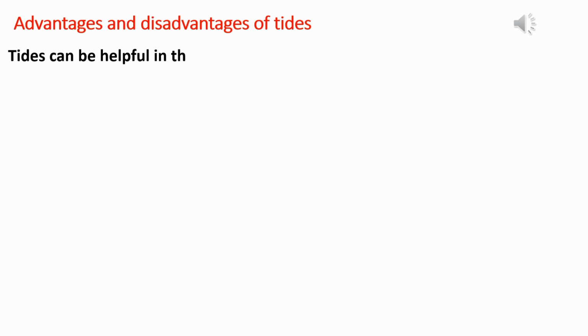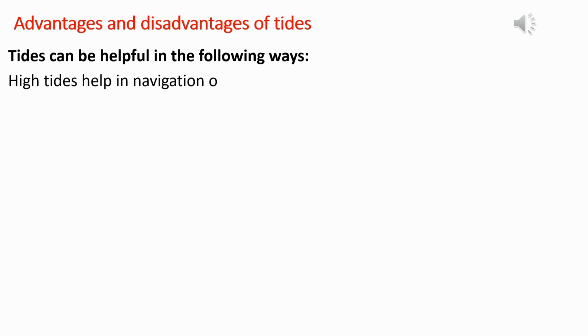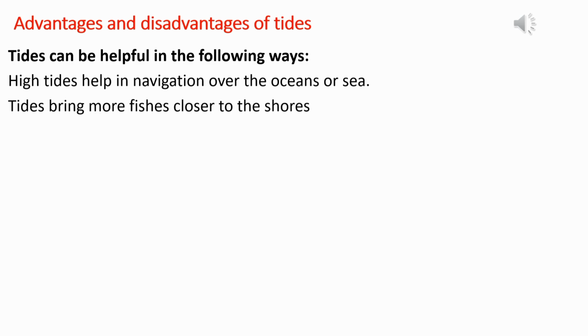So, the advantages and disadvantages of tides. Tides can be helpful in the following ways. One, high tides help in navigation over the oceans or seas. Two, tides bring more fish close to the shores for the fishermen. Three, tides can be used to generate electricity, most especially high tides.